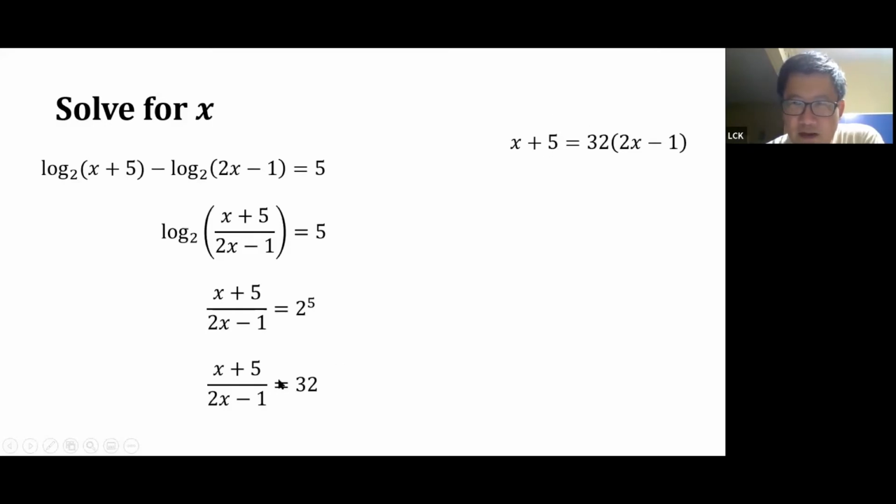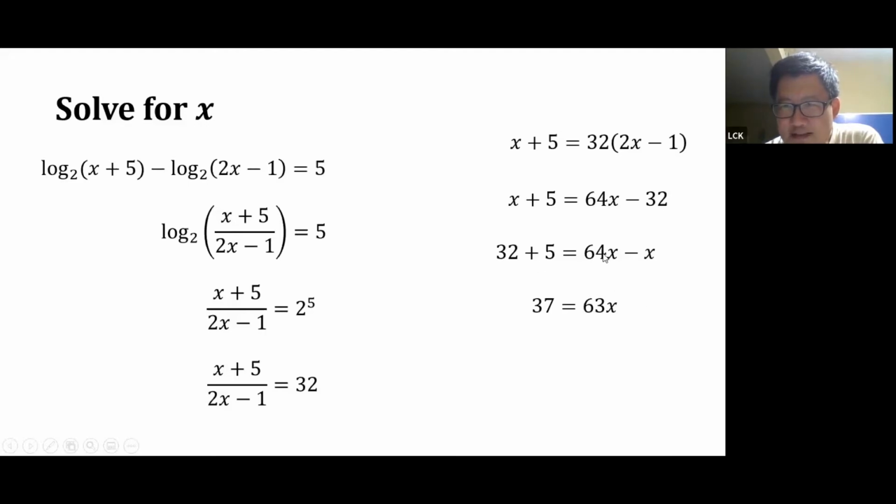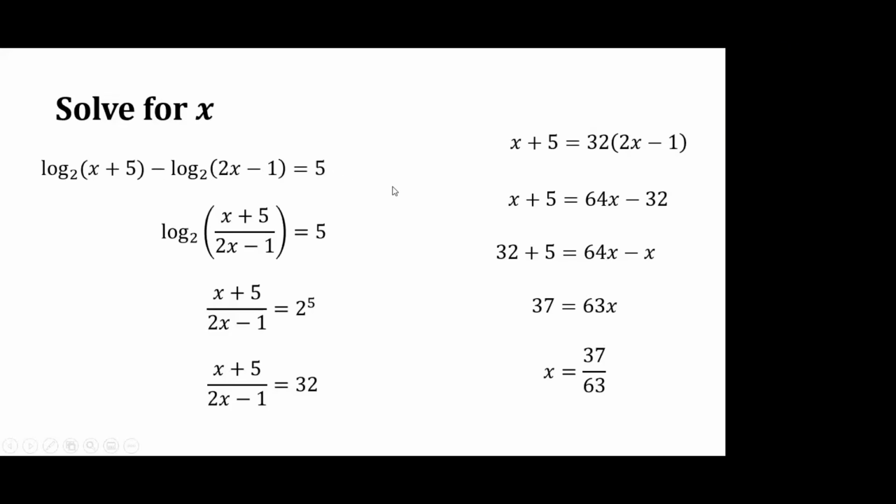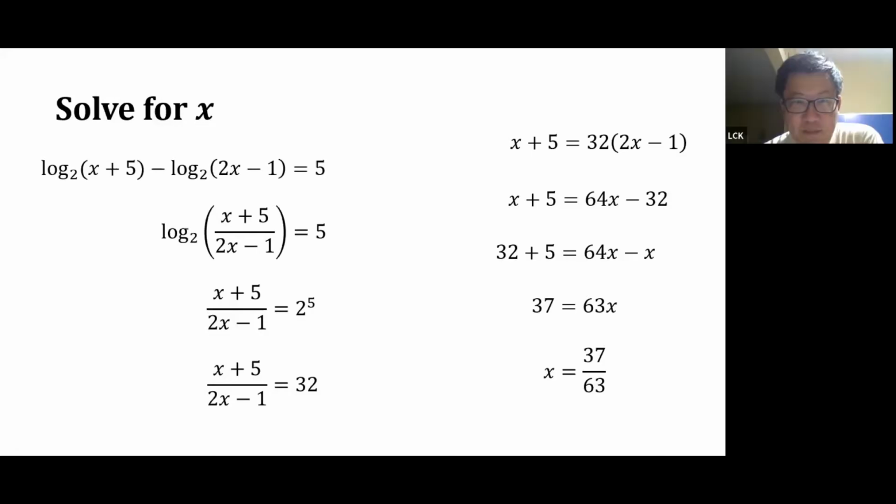So you have x plus 5 equals 32 times 2x minus 1. You multiply that in. 32 times 2 is 64. 32 times minus 1 is minus 32. Do your housekeeping. 64x minus x, and you have 32 plus 5. So you have 37 equals 63x. 64x minus x is 63x. And x equals 37 over 63. I would leave it to you to substitute all this in to show that it is indeed equal to 5.